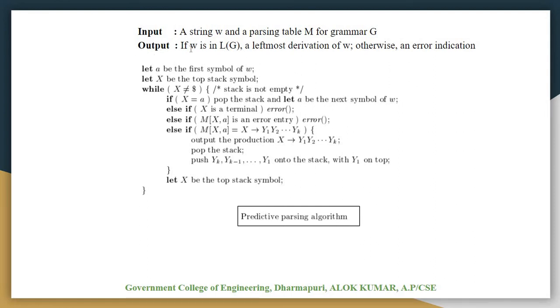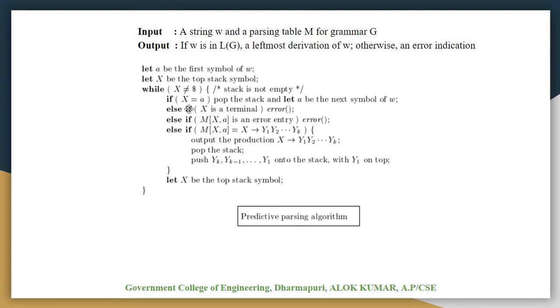Okay, and as output we will get whether the string W is accepted by the predictive parser or not. So you can see here, if W is in L(G), in that language, a leftmost derivation of W will be created, otherwise an error will come. If the string is accepted by the predictive parser, we will get the leftmost derivation tree for that input string W, else we will get an error.